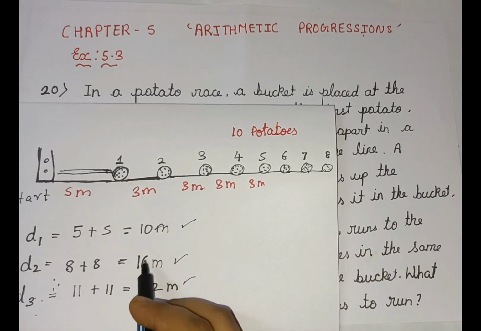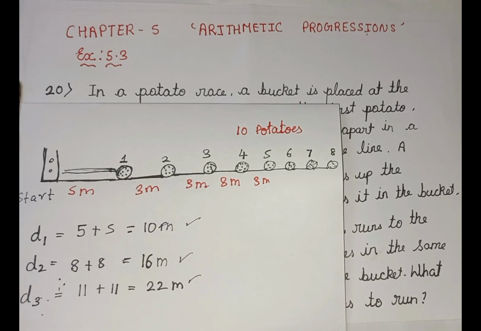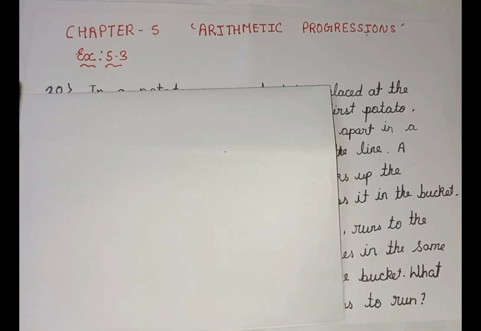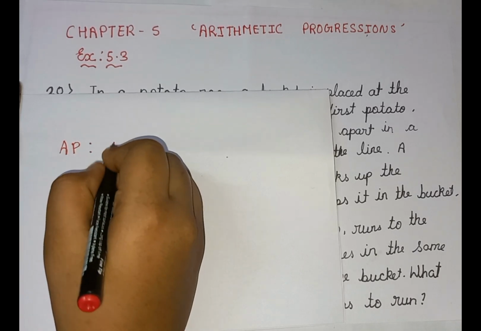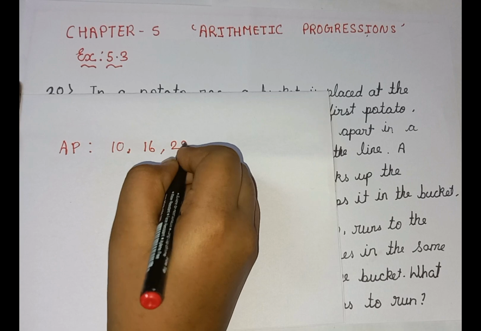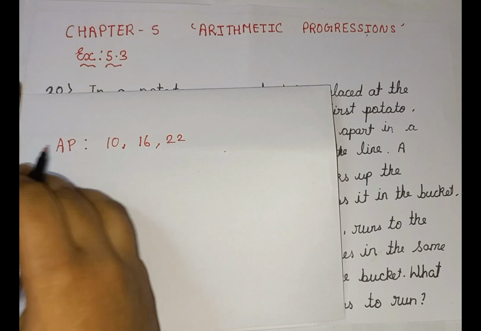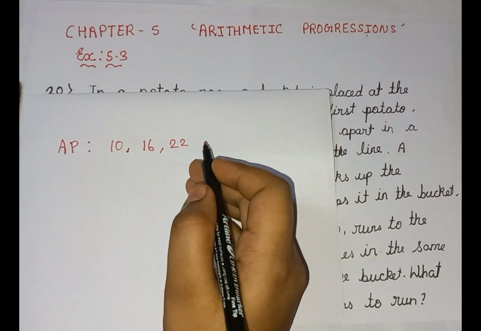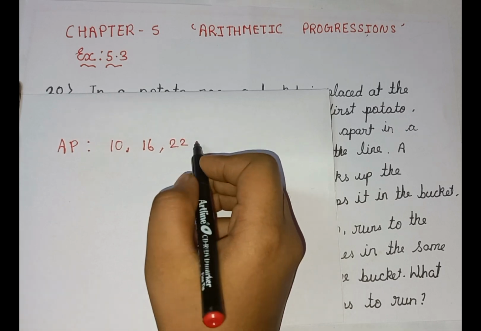So 10, 16, 22, like that we can form an AP. Okay, all right. So now the AP is 10, 16, 22. You guys might be wondering, there are 10 potatoes, isn't it? So we can actually find the distance for the 10 potatoes, but it will take some time to find the distance for 10 potatoes. So let us write so on.